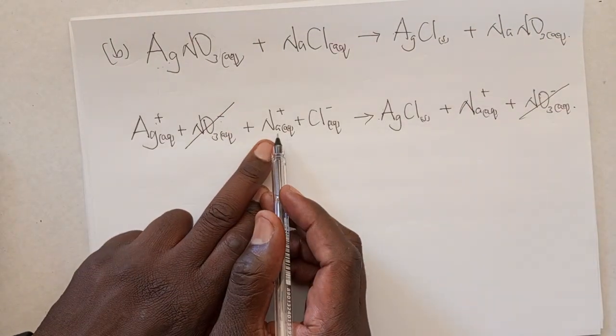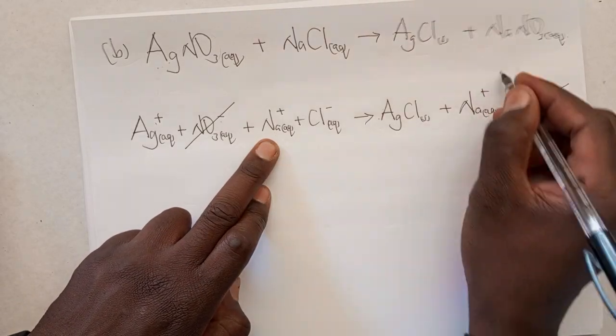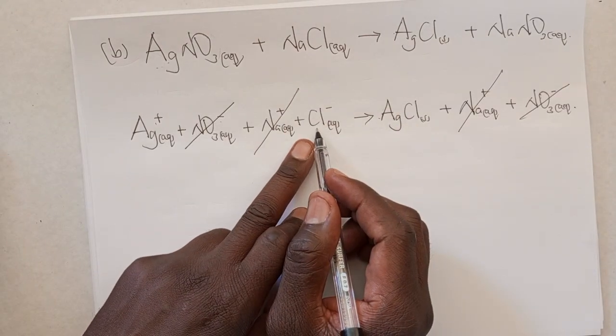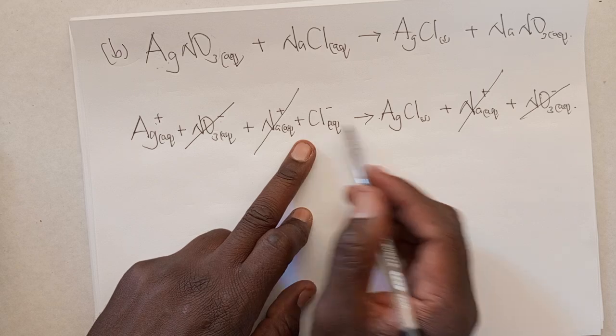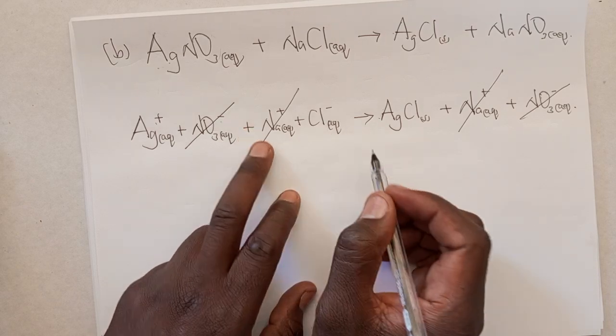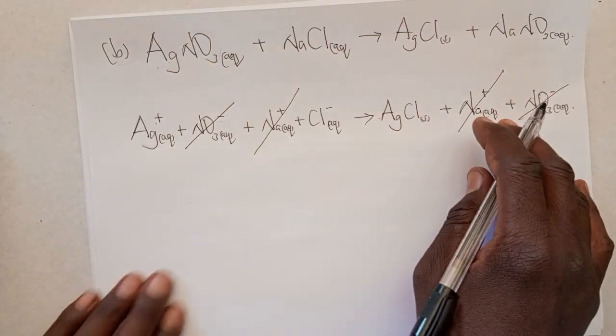We come to sodium. Is sodium appearing on both sides of the equation? We have sodium here, we have sodium here. We cancel sodium. Is chloride appearing on both sides of the equation? No, it is only appearing on the left side of the equation. We leave it out. So after reaching this point, you now write those that remain.